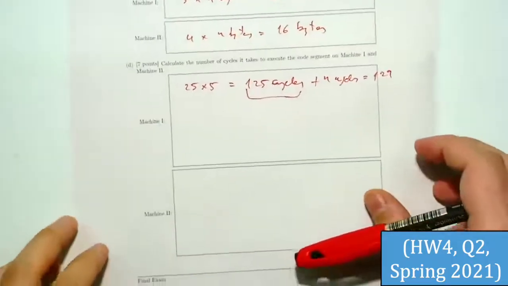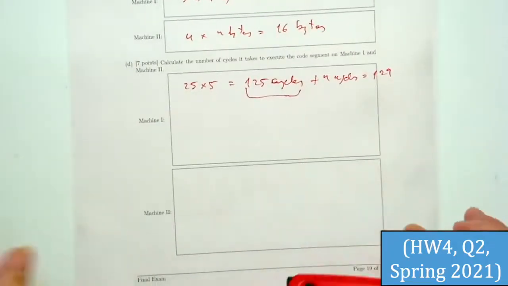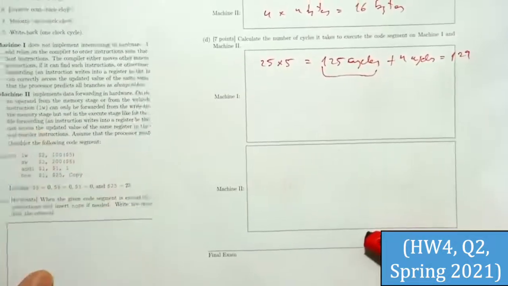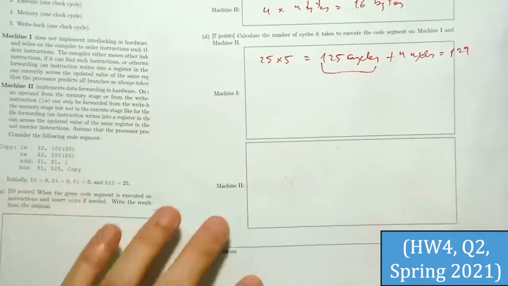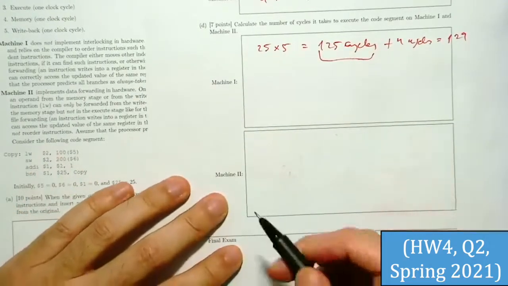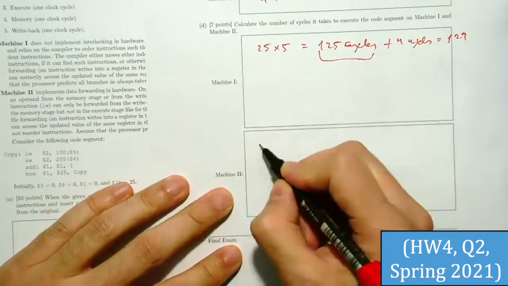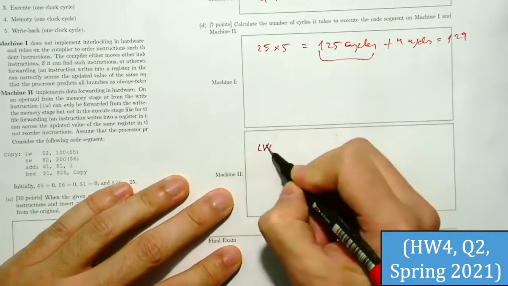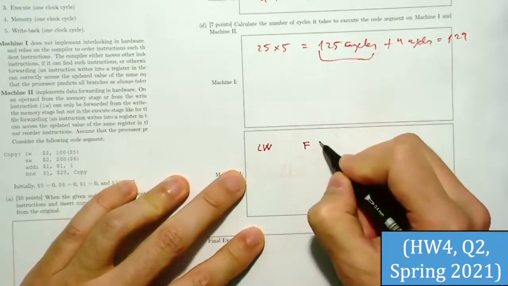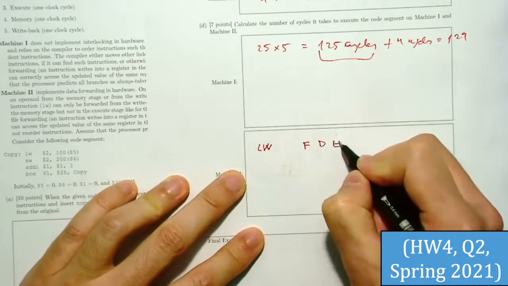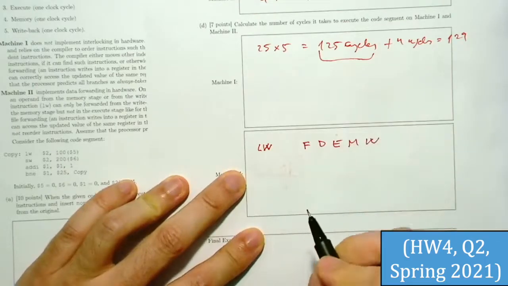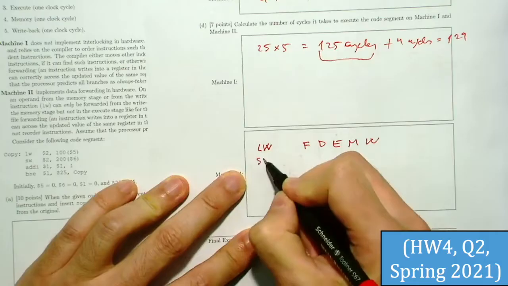So for machine 2, okay. For machine 2, we have this code. So we have first the load, that is fetch, decode, execute, memory, write back. Then we have the store.